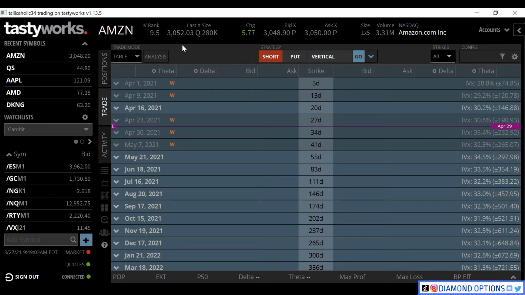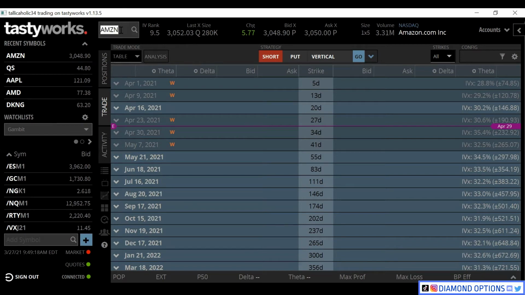So basically 9% of the time over the past year, Amazon's IV has been this low. So this is relatively low to where Amazon's IV has been over the past year, because 91% of the time it's been higher than this.